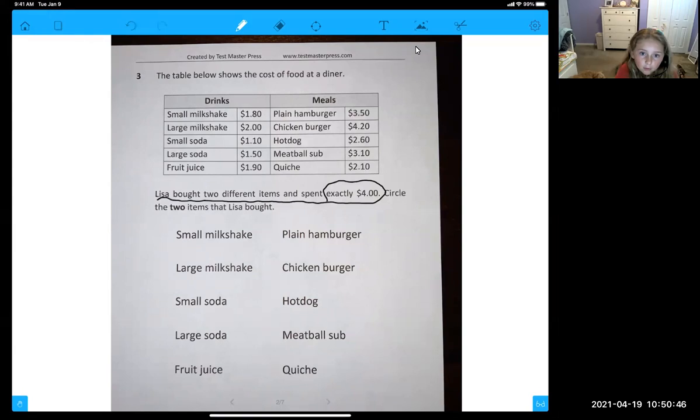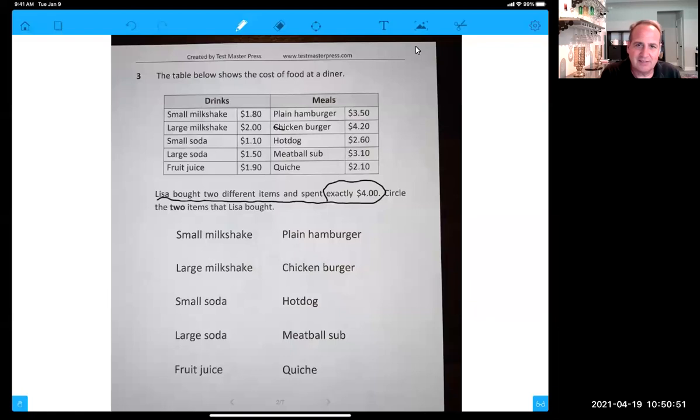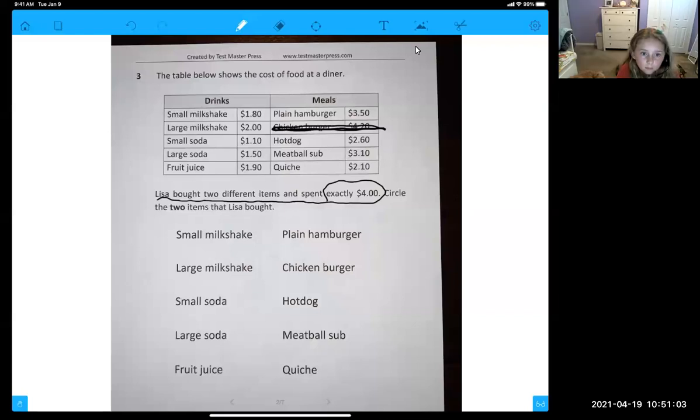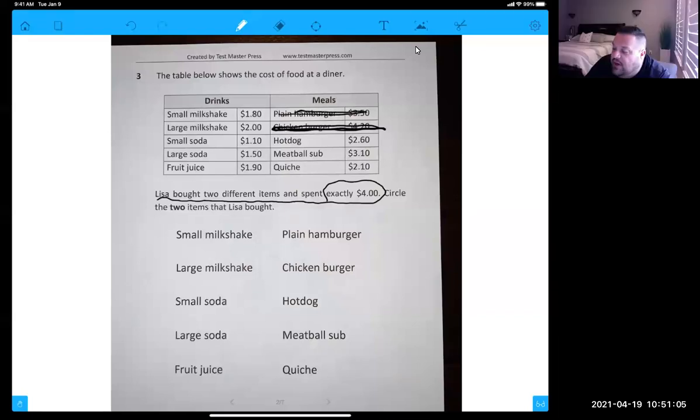The chicken burger. Why? Because it's over our limit. This is already over $4, right? That doesn't work. Now, what about the plain hamburger? If we pick the plain hamburger, one of these other items would have to cost 50 cents. Is there anything that costs 50 cents? No. That doesn't work. In fact, everything's over $1. So the meatball sub is $3.10. So that would have to be something that equals 90 cents. So does that work? No.